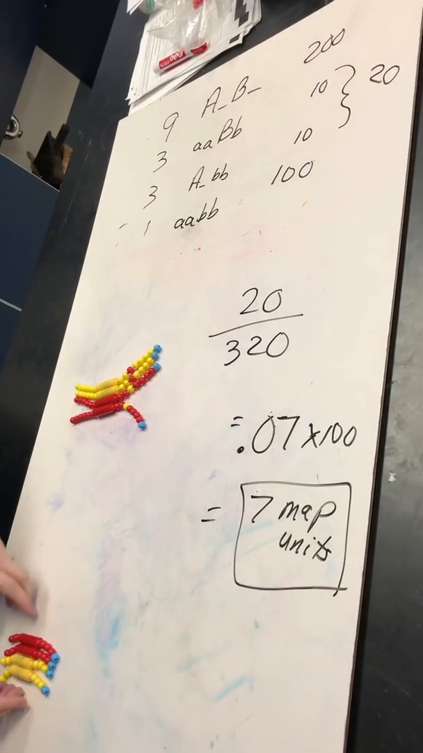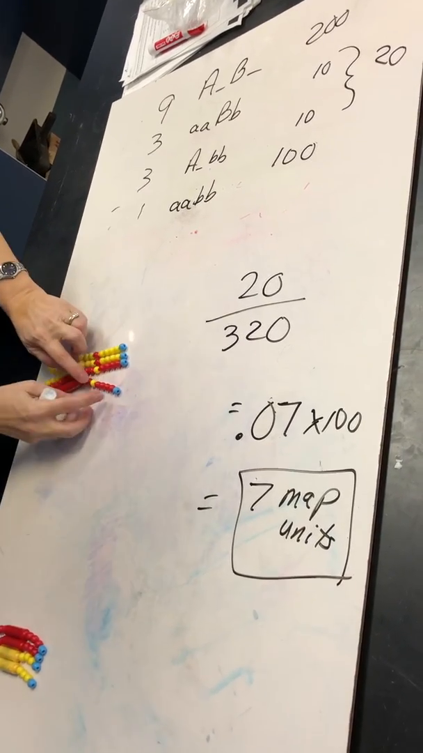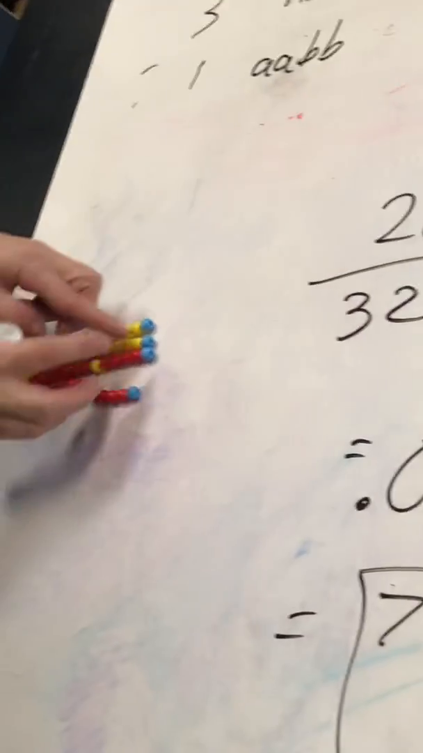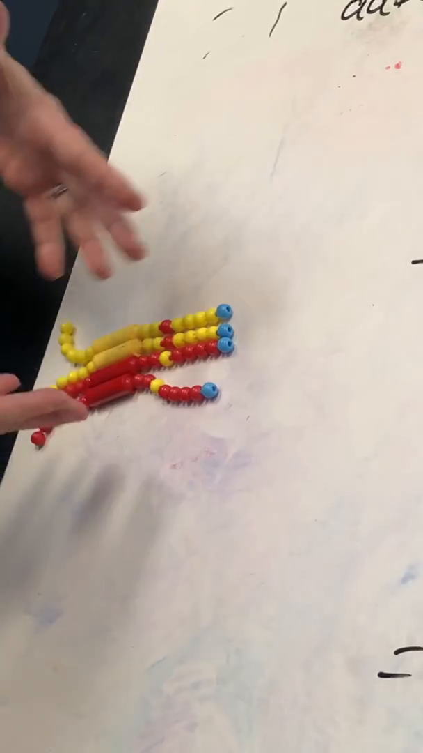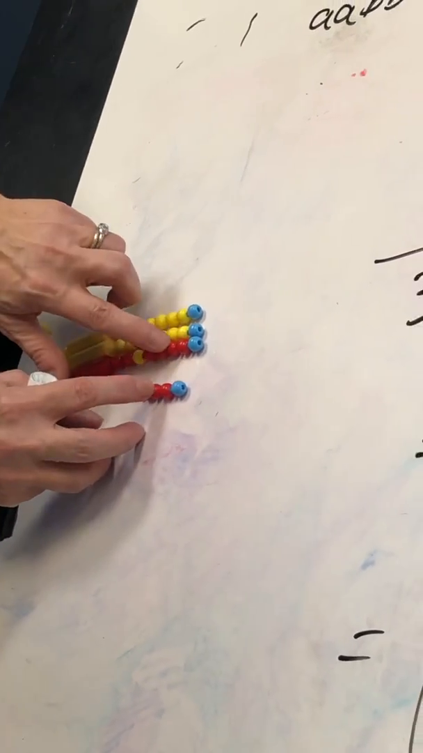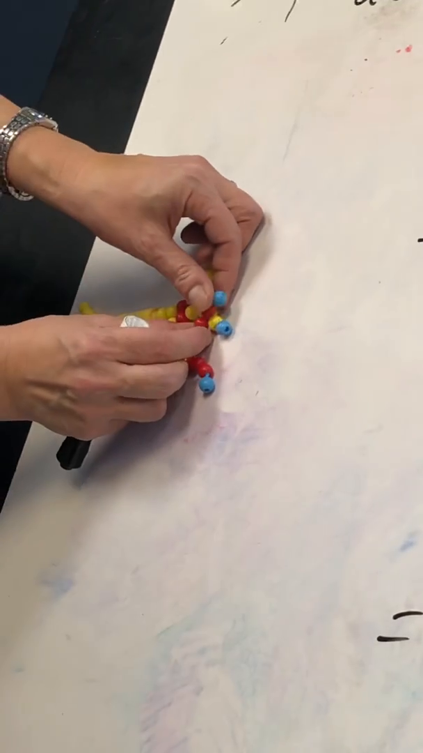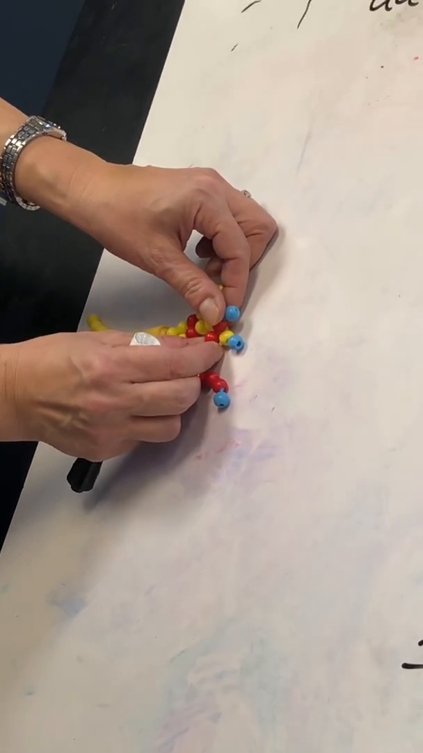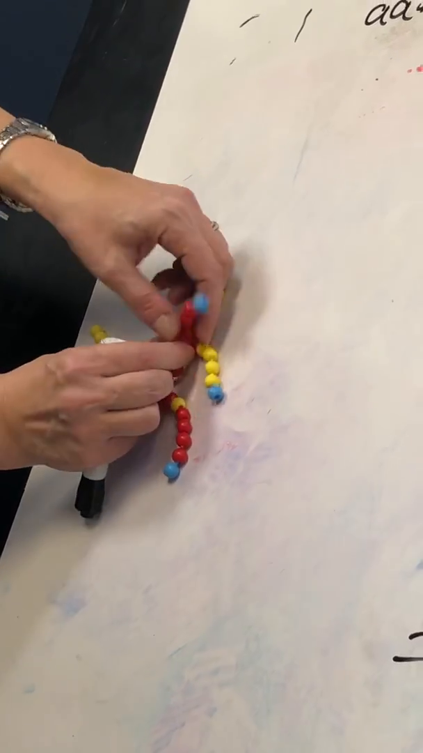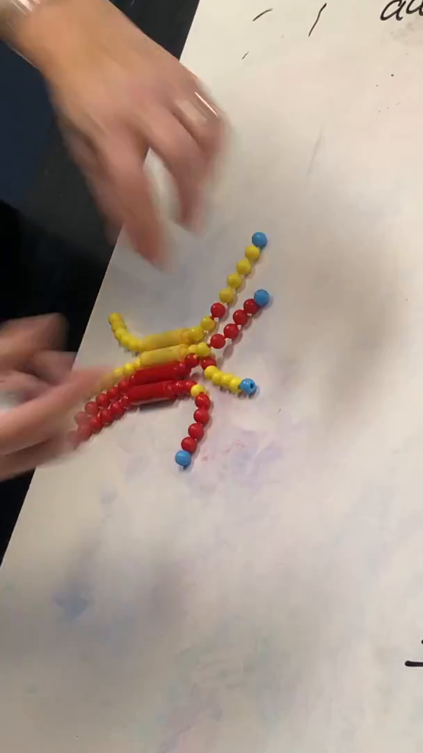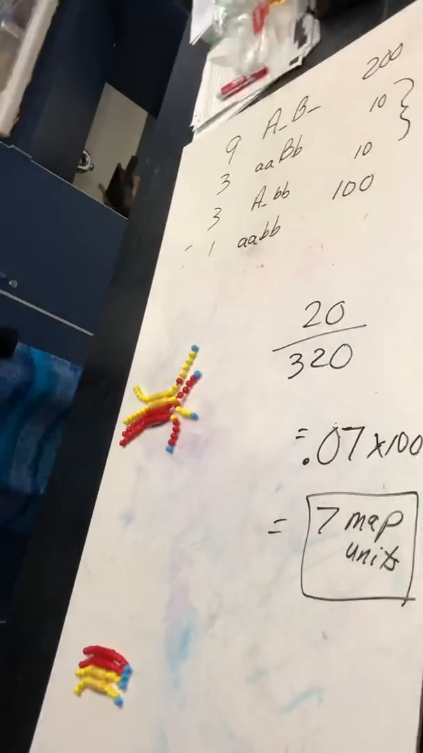But just to make the point, you see that if the yellow was much closer to the blue, it would cross over much less frequently. Can you see that? That if the yellow was up here instead of down here, right, then there's only one little place maybe, one little opportunity to separate them. Otherwise, if they separated down here, they would still be inherited together. And that is gene mapping, and I hope that was helpful.